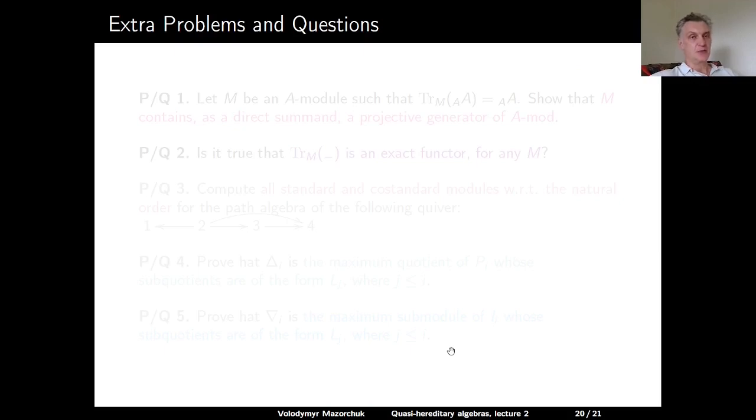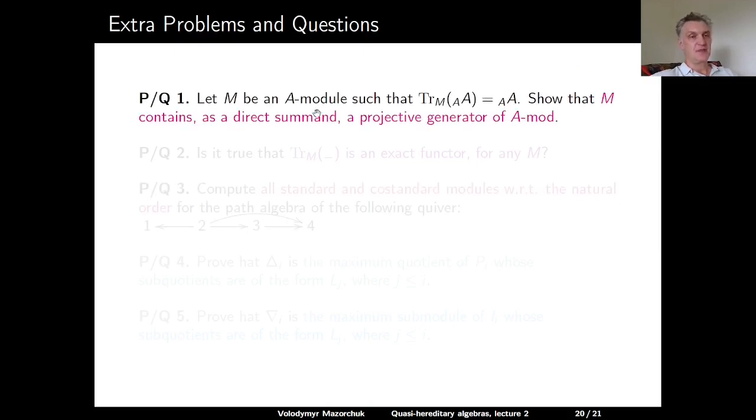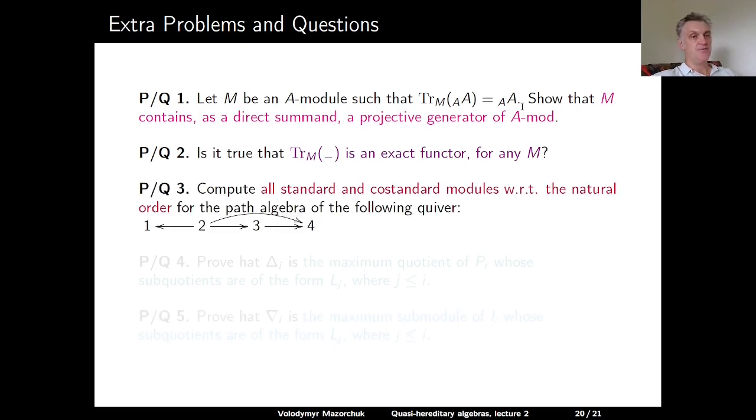Here are some extra problems and questions. Number 1. Let M be an A-module such that the trace of M in the left regular module A is equal to A. Show that M contains as a direct summand a projective generator of A-mod. Question number 2. Is it true that the functor of taking trace of some module M is an exact functor for any M?